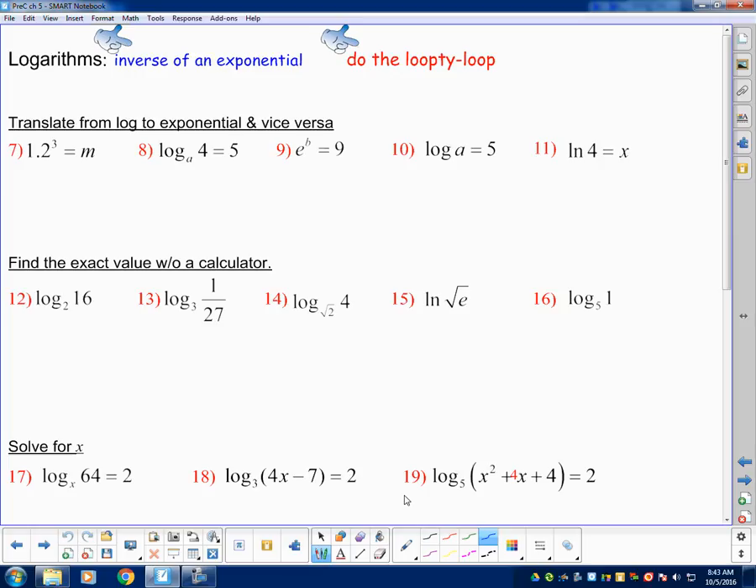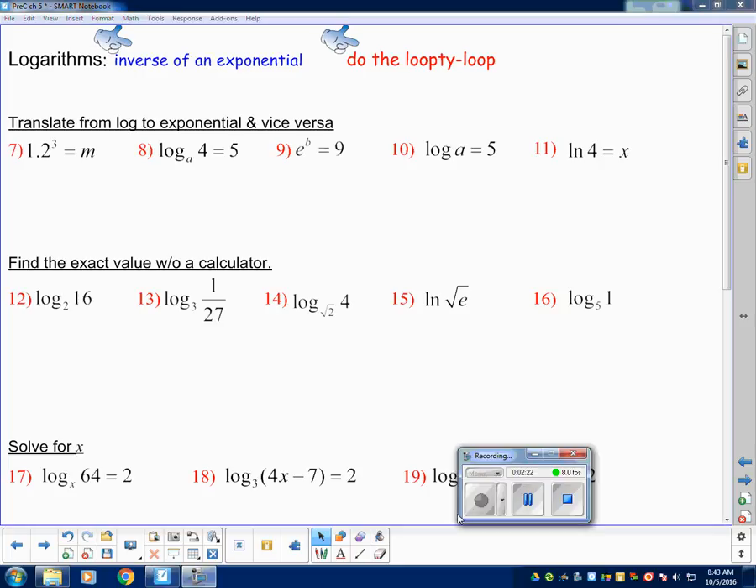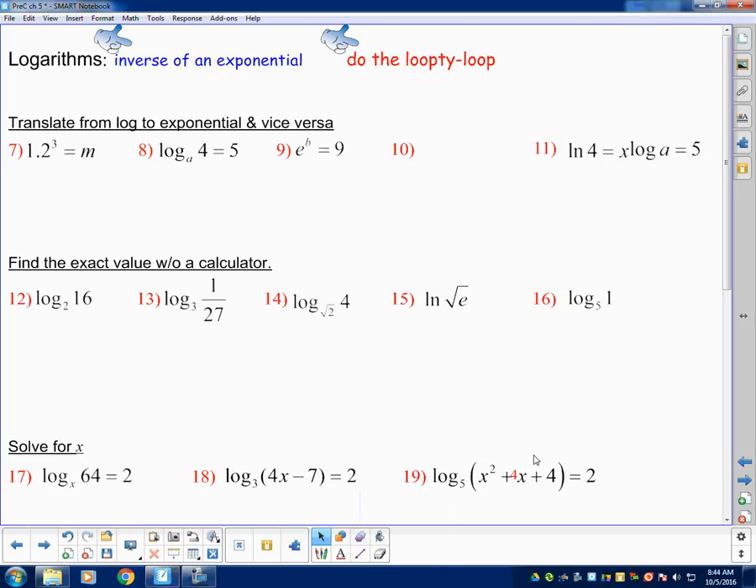But the loop goes like this. This is your base right here. It's log base A. Okay, so the loop goes like this. The base is A, the power is 5, and the argument or answer is 4. So you can take that, that's how the loop goes.